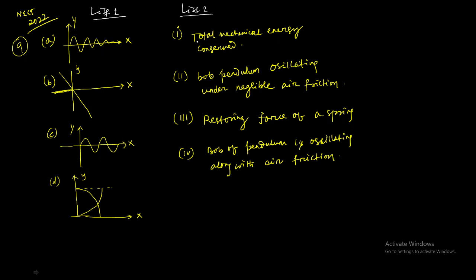Just read all the list 2 options. Total mechanical energy is conserved, so it is not possible for option A. Bob of pendulum oscillates under negligible air friction. If it is negligible air friction, the amplitude will not decay so rapidly. Here the amplitude is decaying very fast, right? The restoring force of the spring, not this one. The bob of pendulum is oscillating along with air friction. Yes, so this one will be your answer. So it is air friction, it is oscillating, so the amplitude keeps decreasing with time, right?